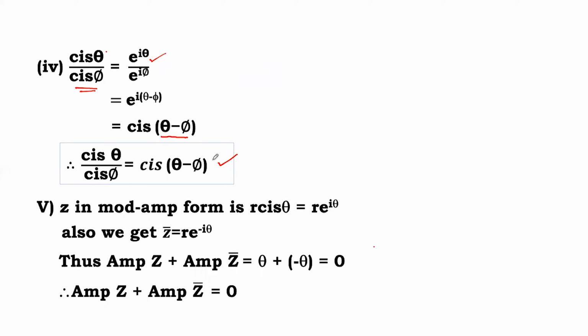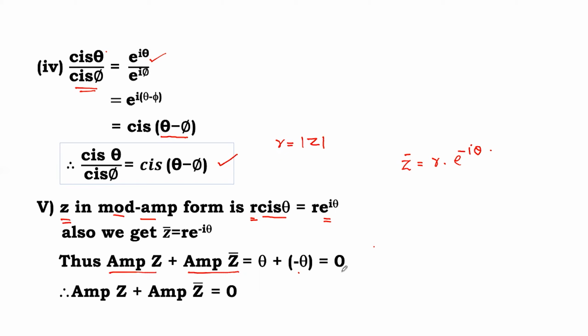What if we are using this Z in the modulus or amplitude form, right? Suppose R is equal to mod of Z. And cis theta is cos theta plus I sin theta, and we know that cos theta plus I sin theta is nothing but e to the power I theta. So Z is R e to the power I theta, and Z bar, the conjugate of this, will be R e to the power minus I theta, right? So the amplitude of Z is the angle theta, and the amplitude of Z bar is minus theta, so the sum will be 0. So remember this point also.